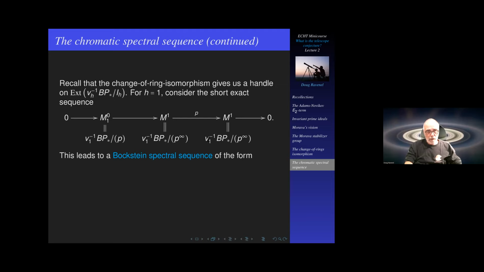Now, this leads to a Bockstein spectral sequence, which relates the Ext group associated with this gadget to the Ext group associated with M1. And the point is that the Ext group for this is the cohomology of the first Morava stabilizer group. And so we're relating that to the Ext group for the M1 that we're actually interested in. Now, this is what happens for h equals one.